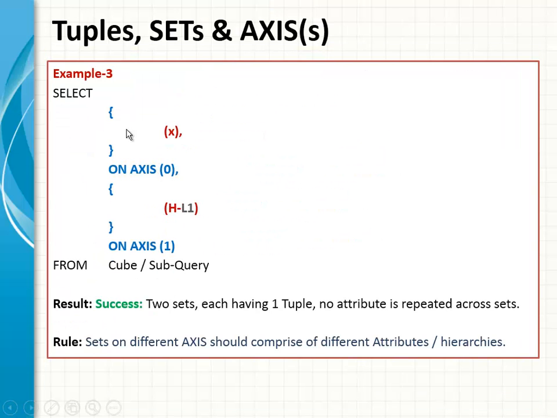In this example, we have two axes, axis 0 and axis 1. Axis 0 has a set of a single tuple, attribute x, and axis 1 has a set of a single tuple with attribute h.